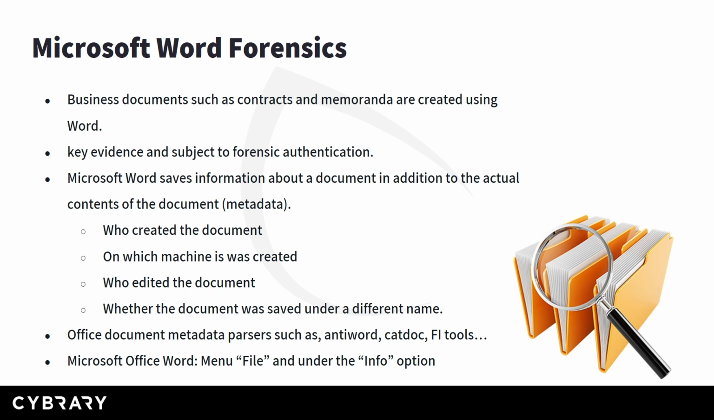We can use document metadata parsers such as AntiWord, CacDoc, FITools, among others, to review this information. Or in Microsoft Office Word, we can go to the menu File, and under the Info option, we will be able to see information about the file.